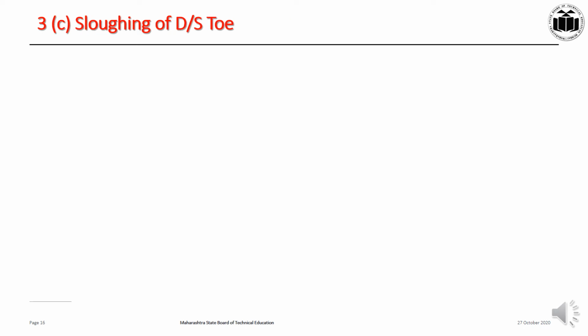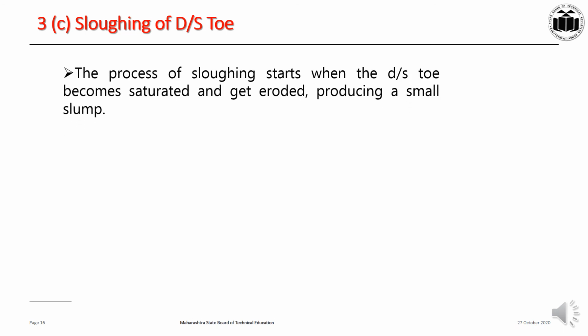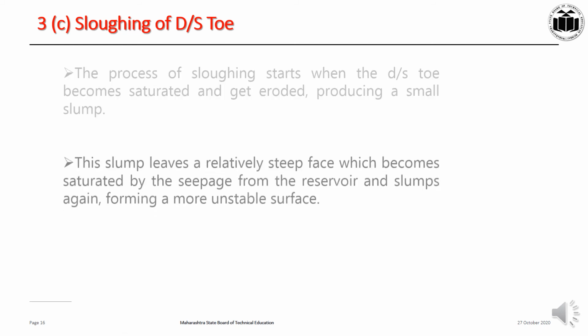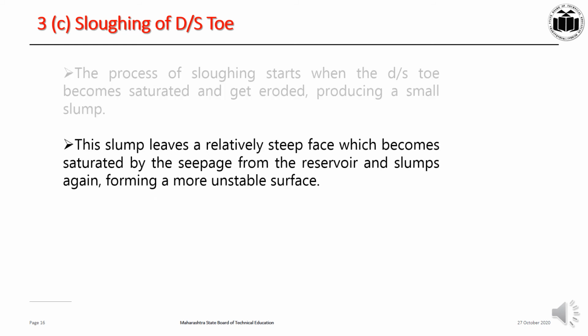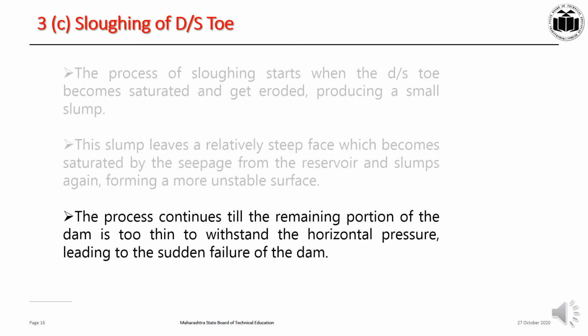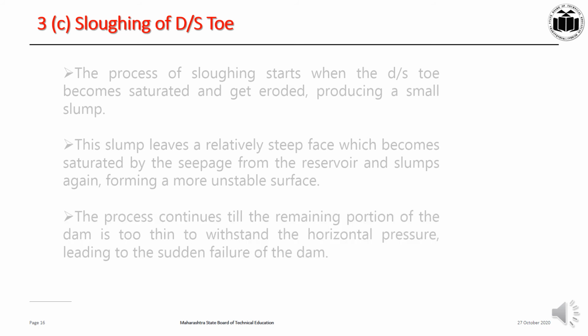Then, sloughing of the downstream slope. This is mostly caused by the full reservoir condition, or when highly permeable soil strata are present in the foundation of the dam, which permits seepage of water through it, causing erosion of soil which results in piping. Sloughing mostly happens because of full reservoir conditions or highly permeable strata. If highly permeable strata are present during dam construction, then sloughing happens.